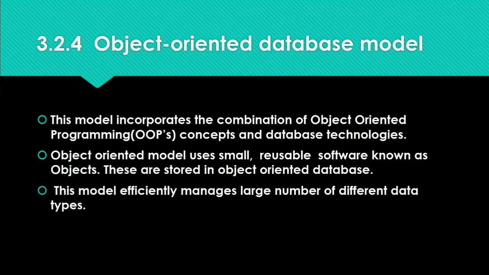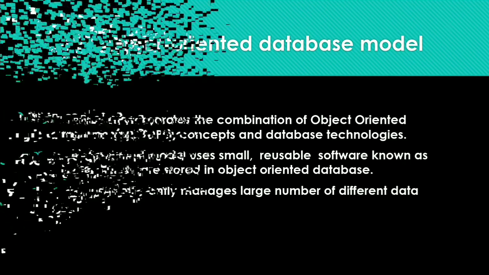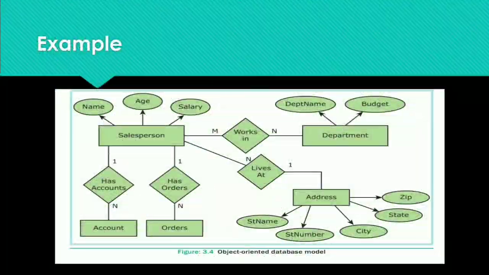And now let us move on to the next model. It is the object oriented database model. Now in this model we do have plenty of things. This model is the combination of object oriented concepts and database technologies. Both are clumped together. Here in this object oriented model we use small and reusable software components, known as objects. Let us see one example so that you will be more clear in this concept. Now look at this picture. This is actually an object oriented database model.